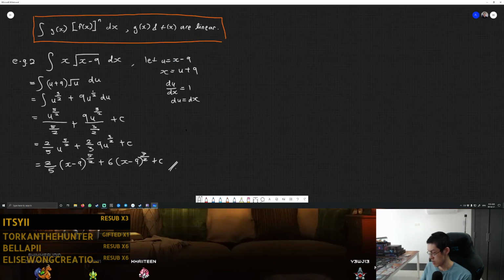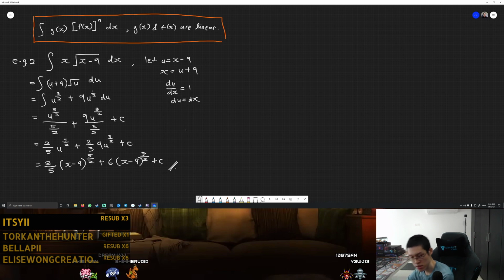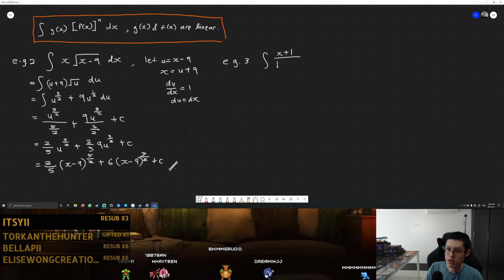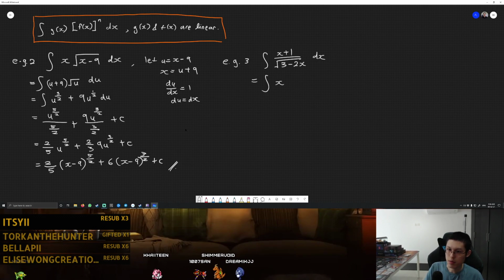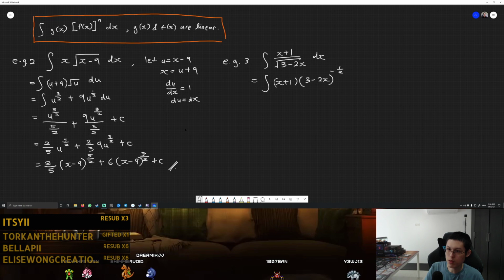Okay, oh, actually, let me show you another one as well. Let's say something like this. Suppose you have to integrate x plus 1 over the square root of 3 minus 2x dx. Okay, and you want to integrate this. So if you rewrite this, you're going to get x plus 1 and then 3 minus 2x to the power of negative 1/2.